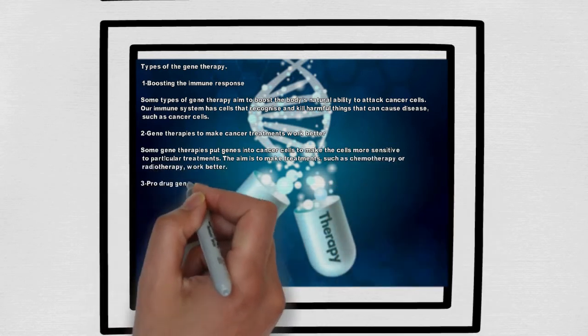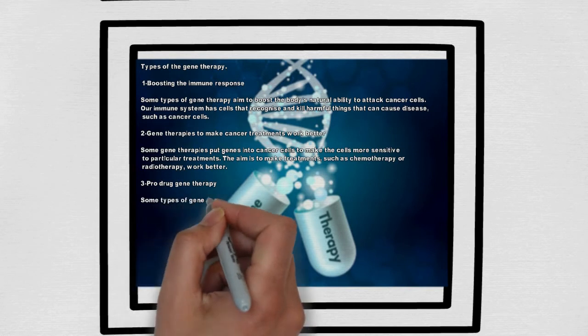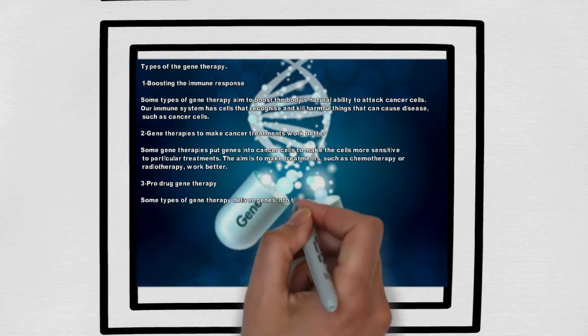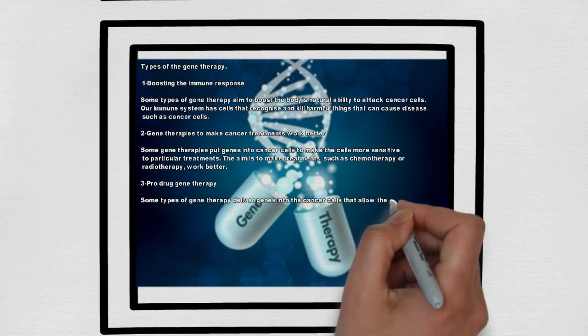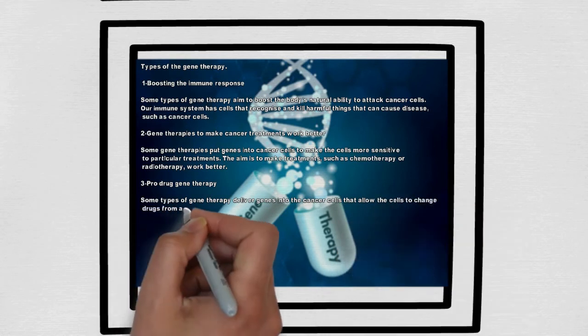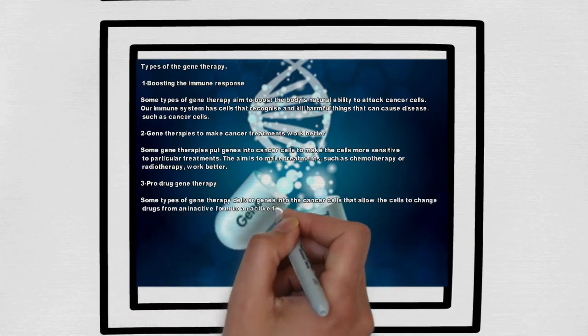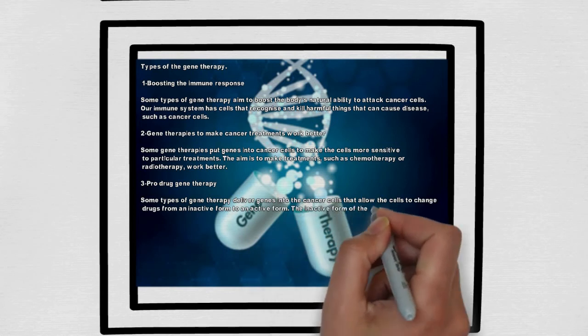Number 3, prodrug gene therapy. Some types of gene therapy deliver genes into the cancer cells that allow the cells to change drugs from an inactive form to an active form. The inactive form of the drug is called a prodrug.